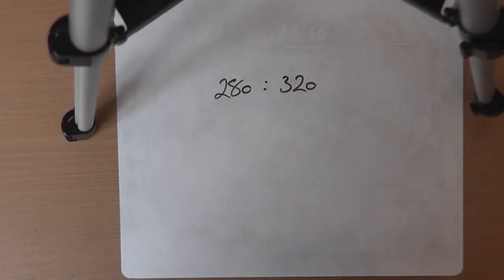So maybe we could use this equivalent ratio idea to make these numbers simpler. And rather than timesing the numbers up to find equivalent ratios, why don't we divide the numbers down to find equivalent ratios? Because if we do that, we can make the numbers smaller. So we could look at the 280 and the 320 and ask ourselves, is there anything that both sides will divide by? And if there is, then we could do that and make the numbers smaller. And in making them smaller, they might be easier to work with.